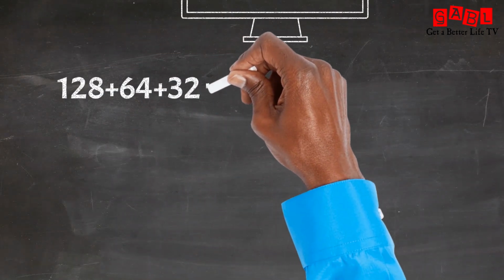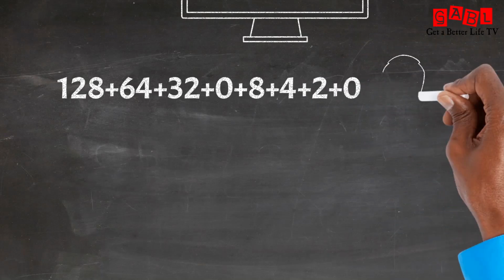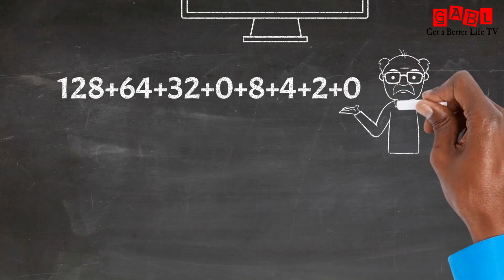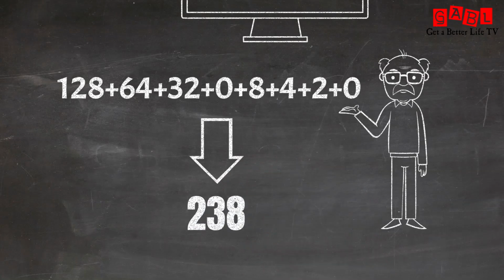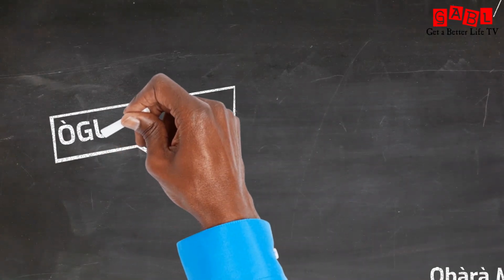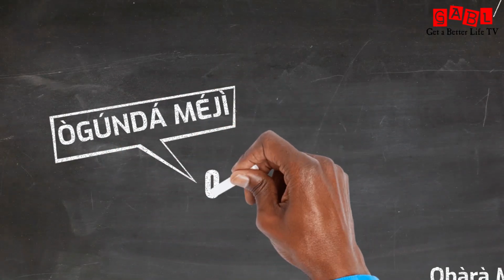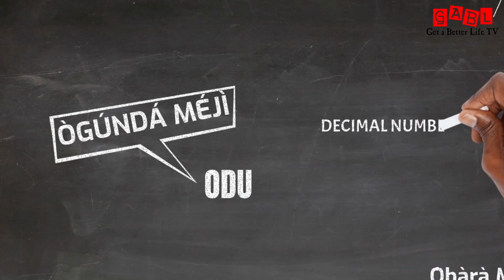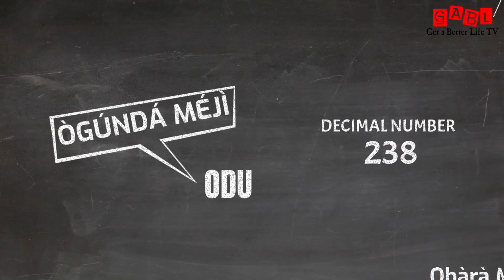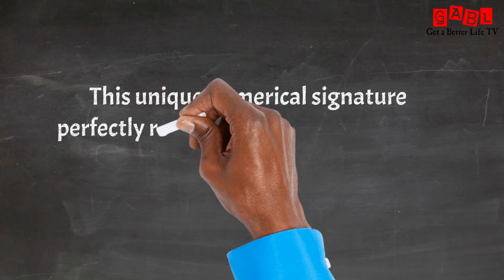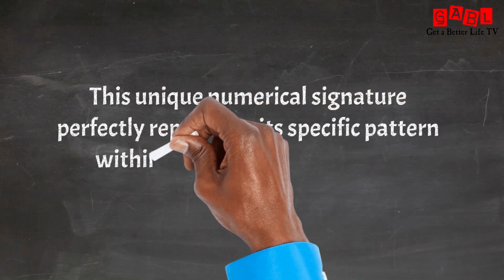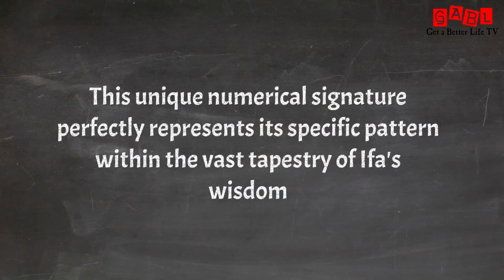This calculates to 128 plus 64 plus 32 plus 0 plus 8 plus 4 plus 2 plus 0, which sums up to 238. So, Ogunda Meji, the Odu of creation, cutting through difficulties and forging new paths, corresponds to the decimal number 238. This unique numerical signature perfectly represents a specific pattern within the vast tapestry of Ifa's wisdom.